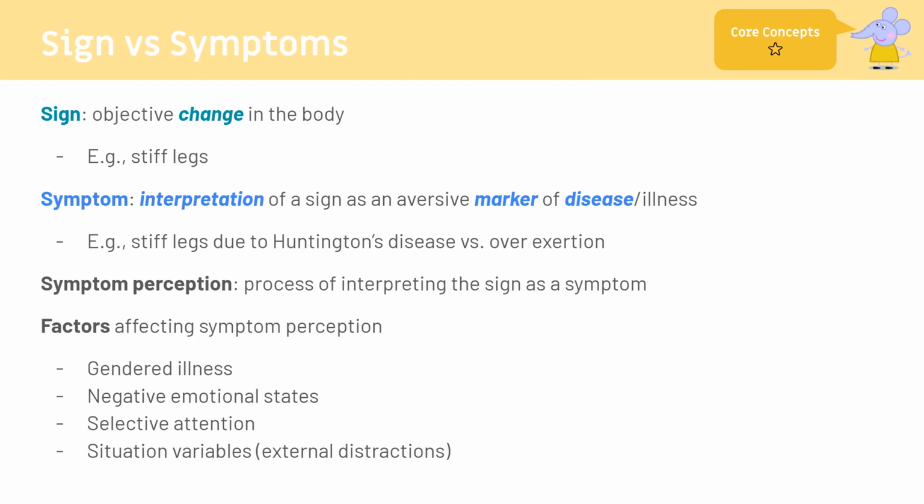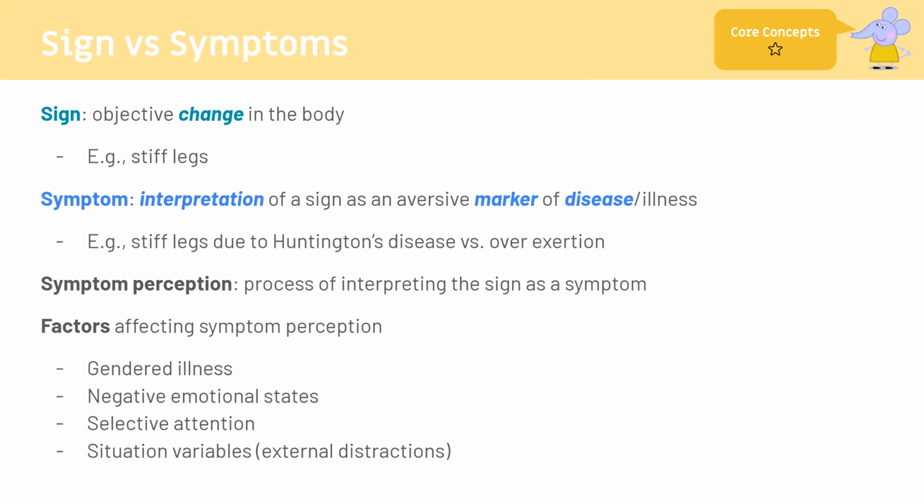A symptom is an interpretation of a sign as an aversive marker of disease. So we have to interpret the sign and regard it as a marker of disease. That's what a symptom is. If a sign is stiff legs, then a symptom is stiff legs due to Huntington's disease. So symptom perception is a process of interpreting the signs as a symptom.